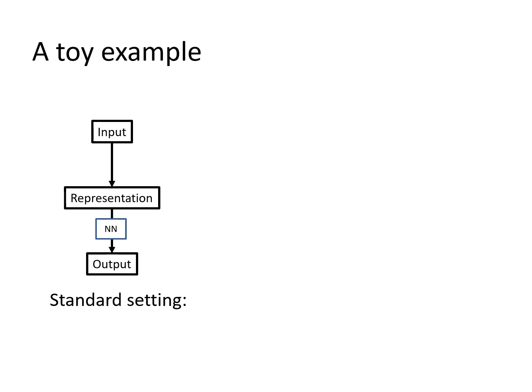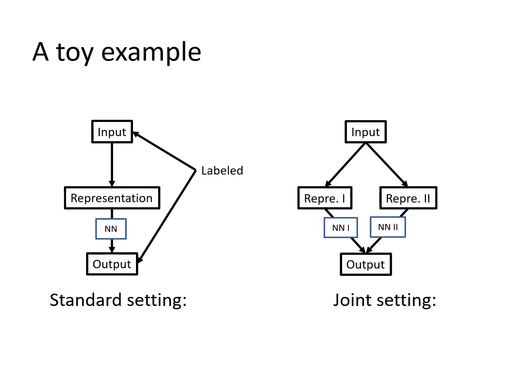So what we typically do here is that we use one representation to encode the input. On top of that, we train a neural network. And in this case, we cannot use unlabeled data for training because we need to provide some constraints on the neural network. If we consider the joint setting where we have multiple representations of the input, and for each representation, we can utilize a neural network, then in this case, we can use unlabeled data for training.